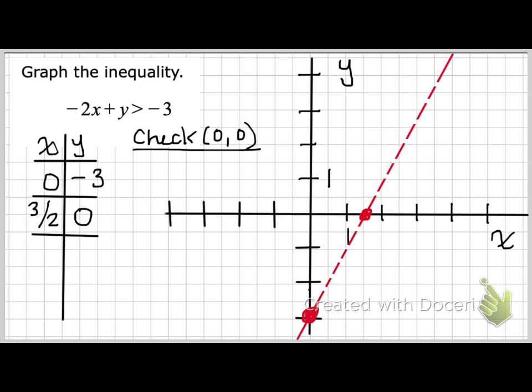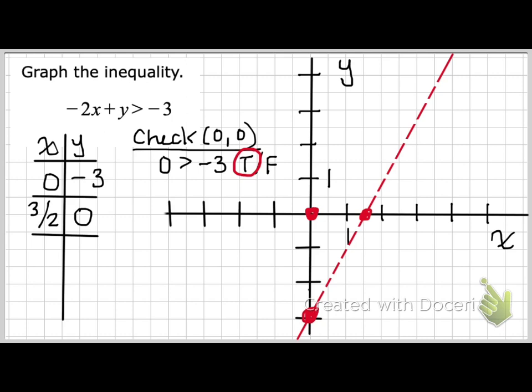And if I plug that in, that's just a really easy value to plug in, right? Because of this idea of zeroing out the x's and the y's. So if I zero out that x and I zero out that y, then I'm going to have 0 is greater than -3. Well, is that true? So I need to know, is that true or false? 0 is greater than -3, so that is true, and that means that it is part of the solution. So this point here, 0, 0, is part of the solution.